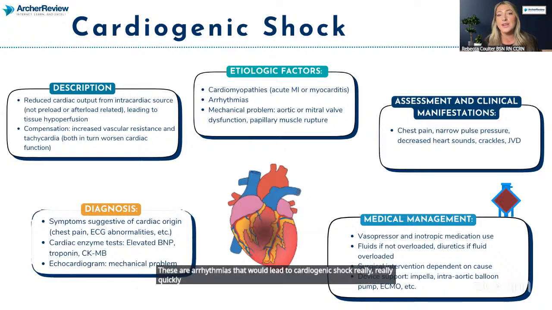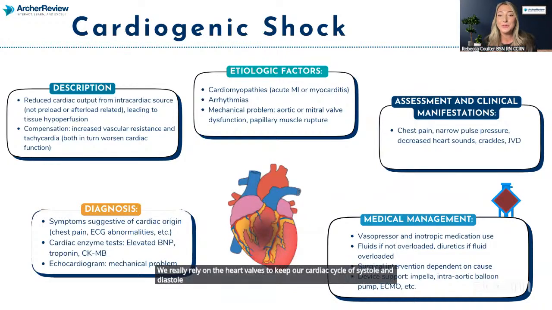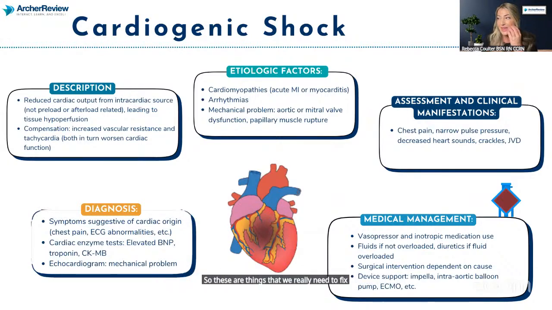Another very common one is a mechanical problem or a structural defect, like an aortic or mitral valve dysfunction. We really rely on the heart valves to keep our cardiac cycle of systole and diastole going. So when we lose those valves and they start not opening and closing at the right times, we pretty much lose our cardiac output altogether. So these are things that we really need to fix really quickly.